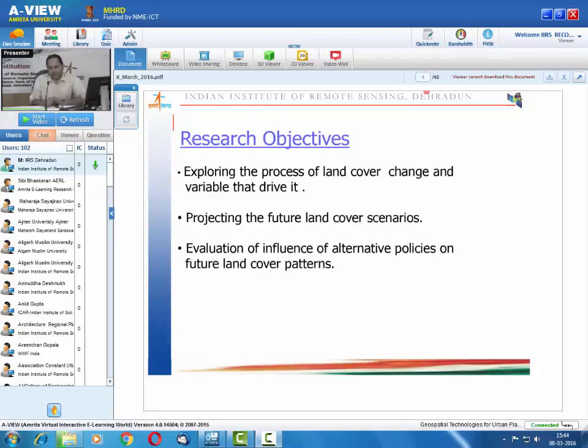So the research objectives were, we want to explore the process of land cover change, and then identify the variables which are driving the dynamics of urban growth in our study area. Or you can say we want to map the urbanization dynamics in our study area using remote sensing images. Then we wanted to project the future land cover scenarios in response to various policy measures, and also evaluate the influence of alternate policies on the future growth patterns. So this was the main aim of this entire study.